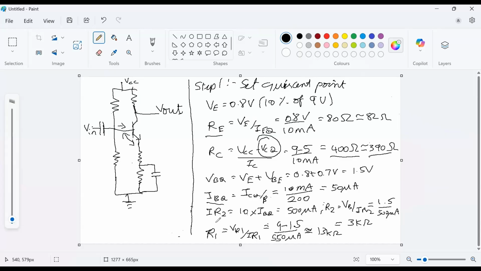The current through R2 is given by 10 times IBQ. Since for the stability of the circuit we are choosing 10 times the base current, this comes around 500 microamps. So from this we can calculate R2 as VB by IR2, which is 1.5 by 500 microamps, and it comes to around 3 kilo ohms. Finally, R1 is VR1 by IR1, which is 9 minus 1.5 by 550 microamps, and this value turns out to be 13 kilo ohms.